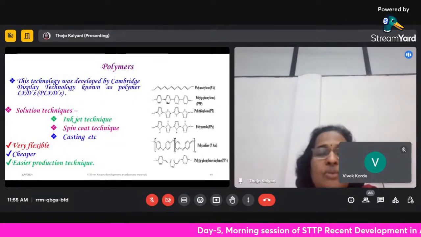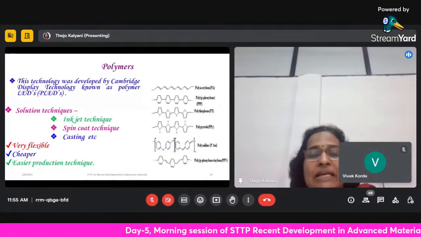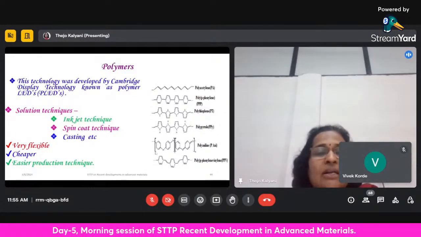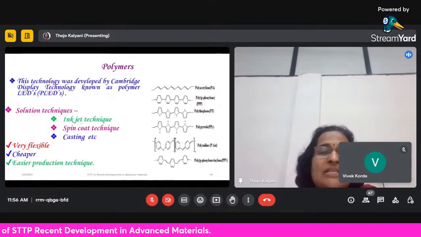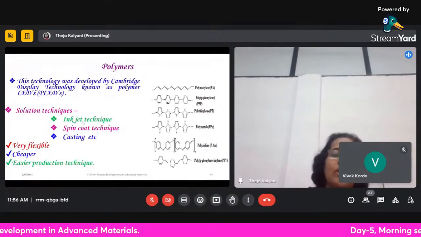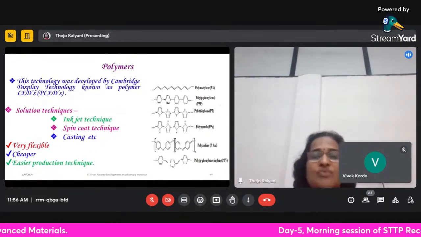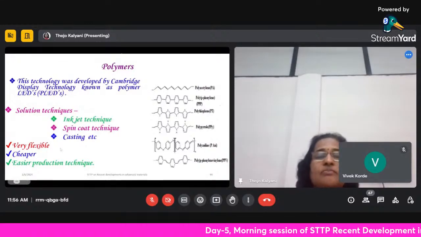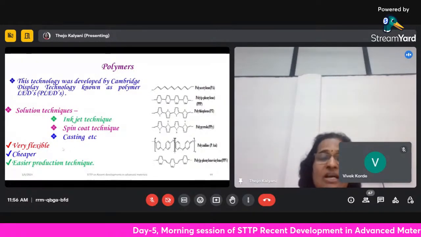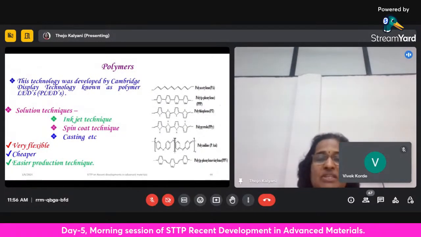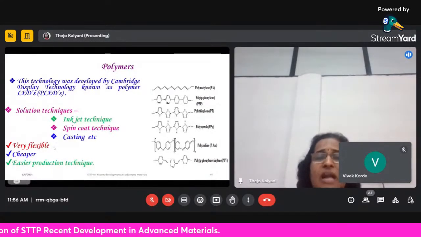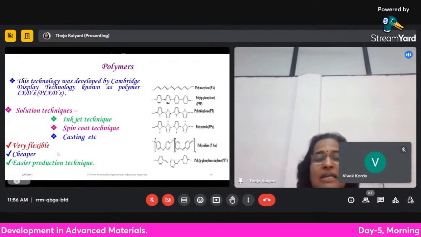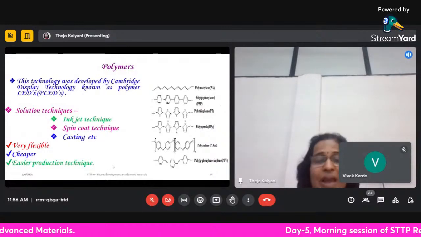Now if you go for polymers, they lead to PLEDs, polymer LEDs. The techniques used to make these PLEDs are the inkjet technique, spin coating technique, and the casting technique. Since we are using polymers, we can choose polymer substrates and coat these materials and make them flexible. And since they are polymers, they are cheap, and it is easy to fabricate.